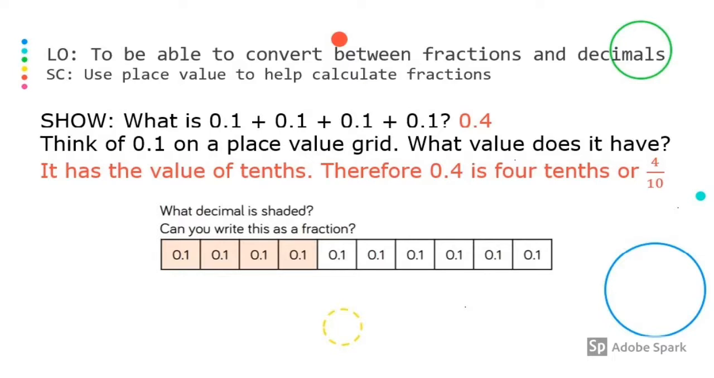Once we've done that, we can think of 0.1 on a place value grid. What value does it have? Where would the 1 fall? We know that the 1 would be found in the tenths column. Therefore, it has the value of tenths. Therefore, 0.4 is 4 tenths, or written as a fraction like this. 4 is the numerator, 10 is the denominator.